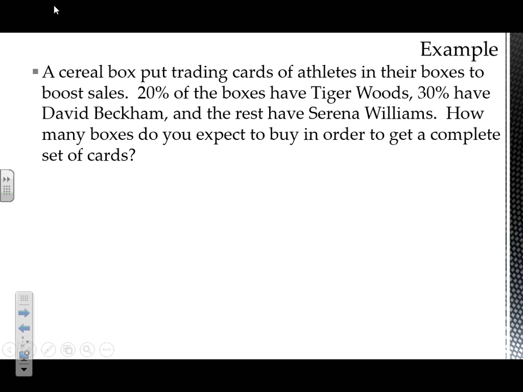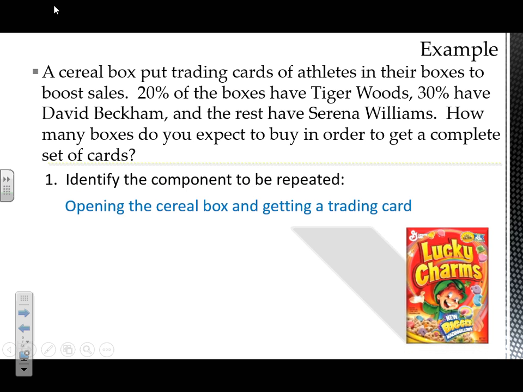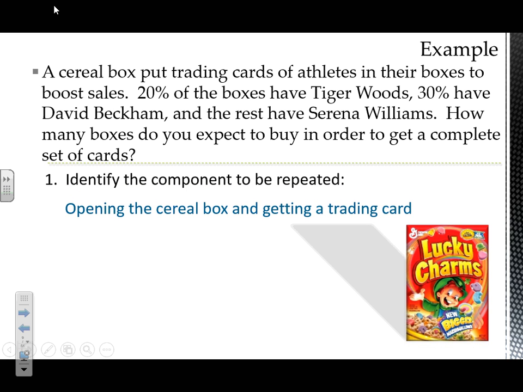So because those equally likely outcomes are occurring here, we can simulate this using our random digits. The first thing we need to do if we want to run a simulation is determine what our component is. What are we going to be doing over and over again? We'd be buying cereal and opening the box, right? So we're opening the box of cereal to figure out what card is in there. So our component is going to be opening the box of cereal and getting a trading card. We're going to do that over and over again, but we don't want to spend the money doing this in the real world, so we're going to do it using random digits.